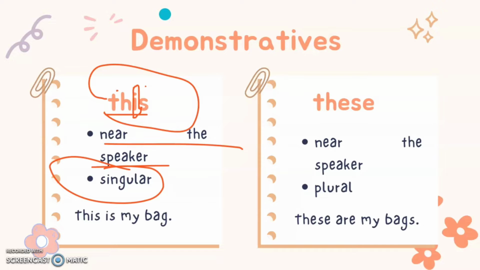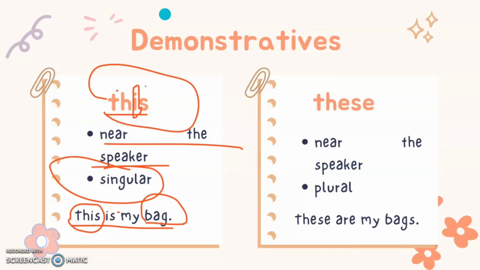Here is our example. This is my bag. Meaning, yung this, ito ang ating demonstrative. Ang ating verb here is is. Bakit is ang ginamit natin? Kasi, ang ating object dito ay bag. Meaning, isa lamang yung bag.